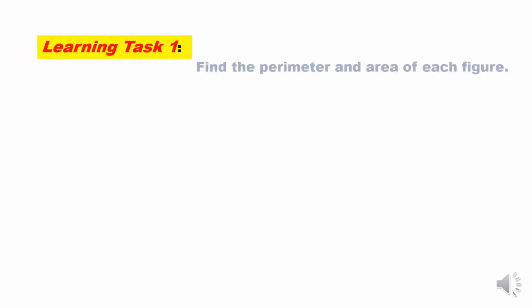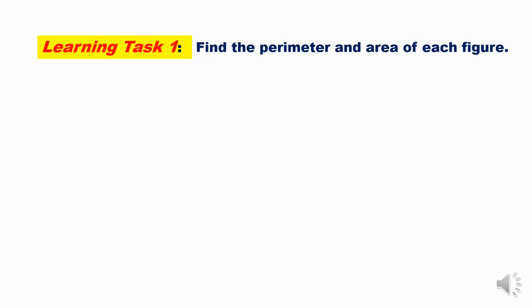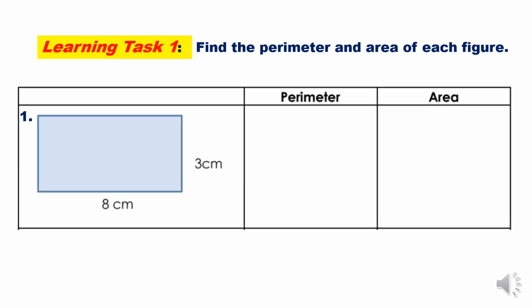Learning task 1. Find the perimeter and area of each figure. Number 1. What is the perimeter? What is the formula? Perimeter equals 2 length plus 2 width. So 2 times 8, that is the length.